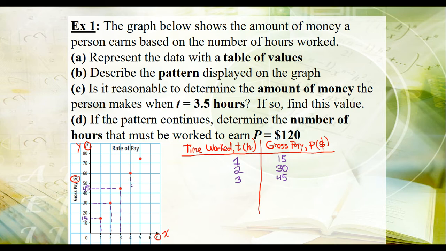And then this point, if I go all the way down, I'd hit the x-axis at 4. And if I go across here, I'll hit the y-axis at 60. And then the final point would be if you just go straight down and then go across. This is going to hit it halfway between 70 and 80. So that's going to be at 5 hours, 75. Okay. So that's my table of values for the different data points.